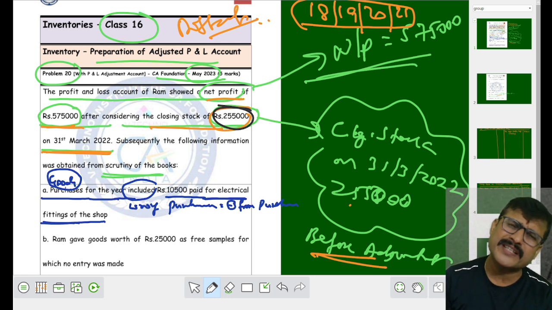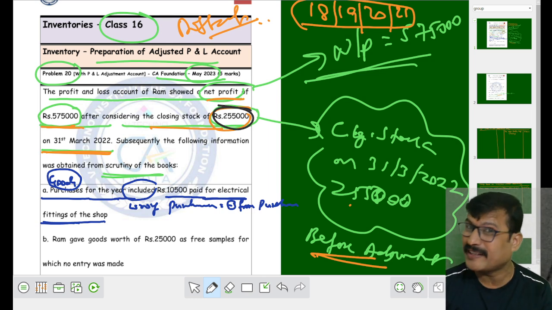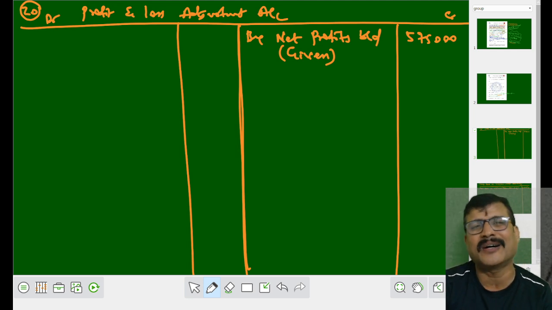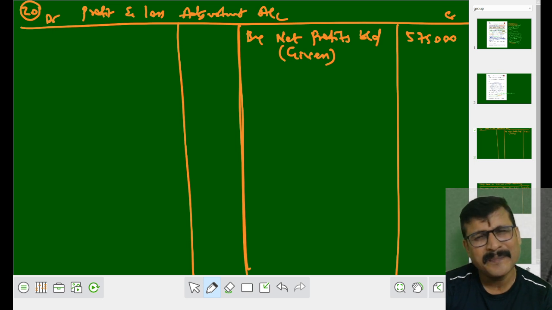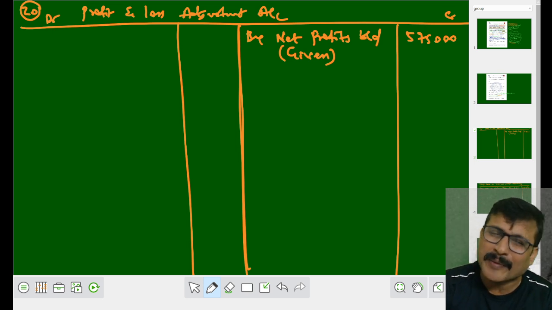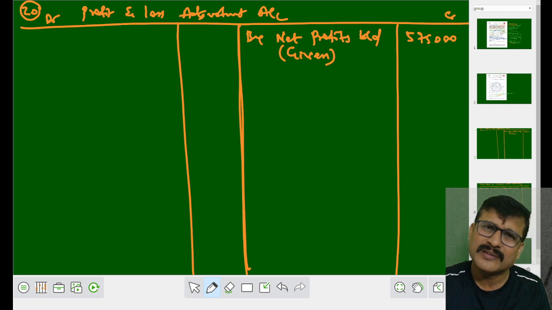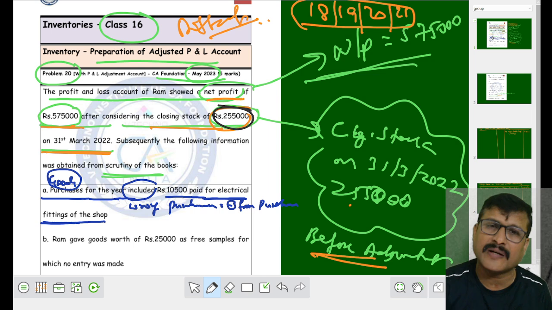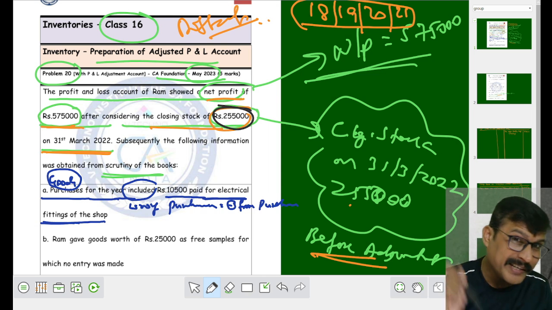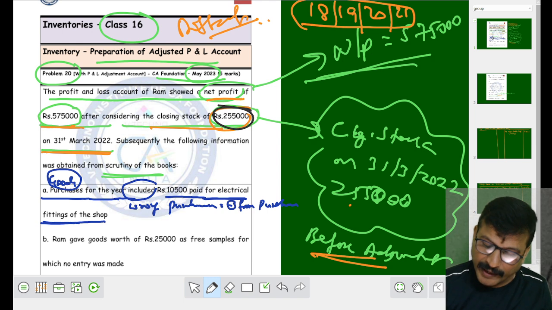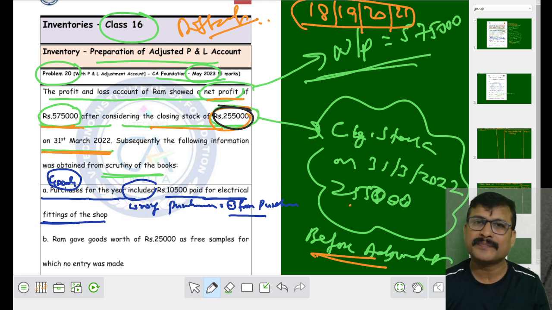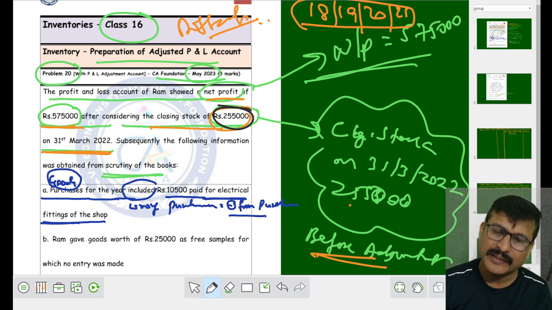Sir, why the purchases is not given? Because, my dear student, we are preparing profit and loss adjustment account. When you are preparing profit and loss adjustment account, you are not preparing any trading account. You are not preparing any P&L account. It is directly a profit and loss adjustment account. In such case, my dear student, when purchases is not given, you are subtracting out of purchases in the debit side.